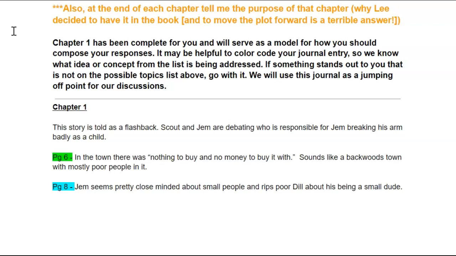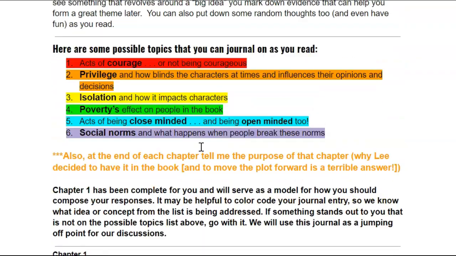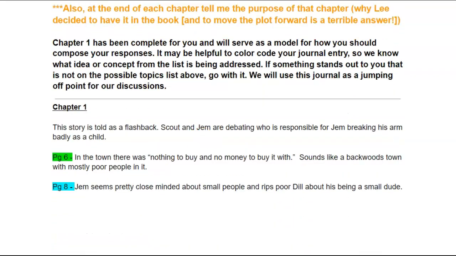If something stands out to you that is not on the possible topics list above, go with it. I'm going to be passing out motif or big idea bookmarks. So if you see a big idea that's not listed as one of the 6 writing topics here, feel free to address it in your notes.